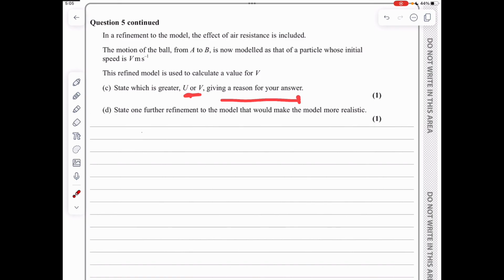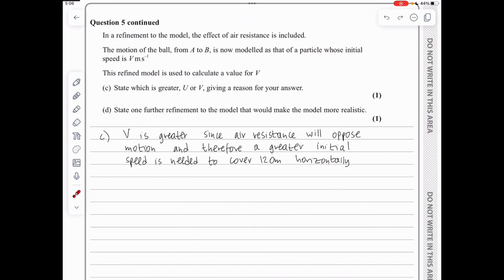Well, if we've got air resistance, then this will be opposing motion, and therefore to attain the 120 meters horizontally, we will need a greater initial speed. So we simply say that V must be greater since air resistance will oppose motion, and therefore a greater initial speed is needed to cover the 120 meters horizontally. In D, state one further refinement to the model that will make the model more realistic.